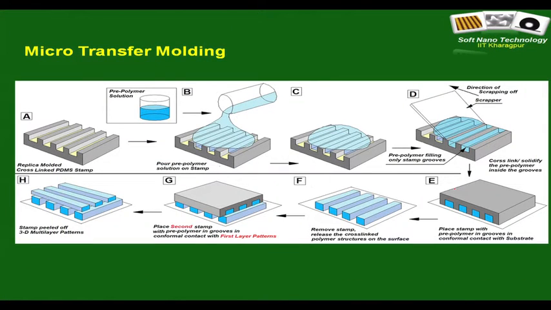The last so-called conventional soft lithography technique is micro transfer molding, a very elegant technique, and as I have already mentioned, this technique is capable of producing 3D structures.